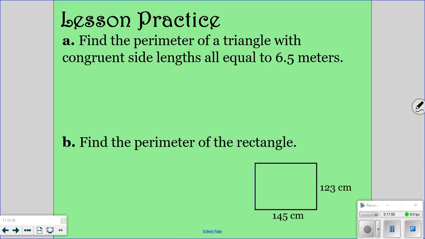So let's see if you can do these two by yourself, and then I'll go over them. So we want to find the perimeter of a triangle, and the sides are all congruent, and they all equal 6.5. So a triangle has 3 sides, and each of them is 6.5. So 3 times 6.5 is going to give you 19.5, and the units are meters.